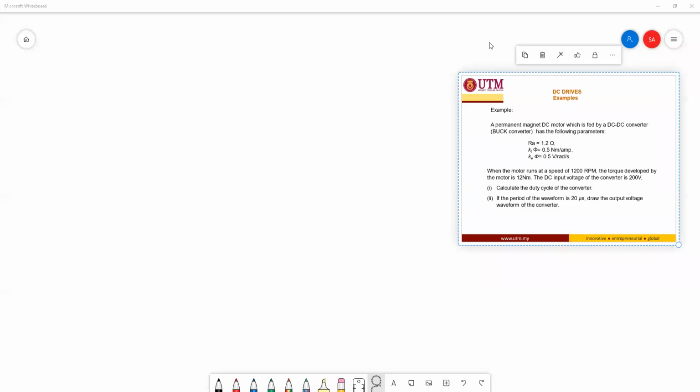Okay, so this is the example. So we will try to do the example. A permanent magnet DC motor, which is fed by the DC-DC converter, which is a buck converter actually, has the following parameters. RA is 1.2 ohms and KT phi is 0.5 and KE phi is 0.5. So KT phi is meaning that it's actually the torque equation, and then this is KE phi meaning that this is for the back EMF equation.